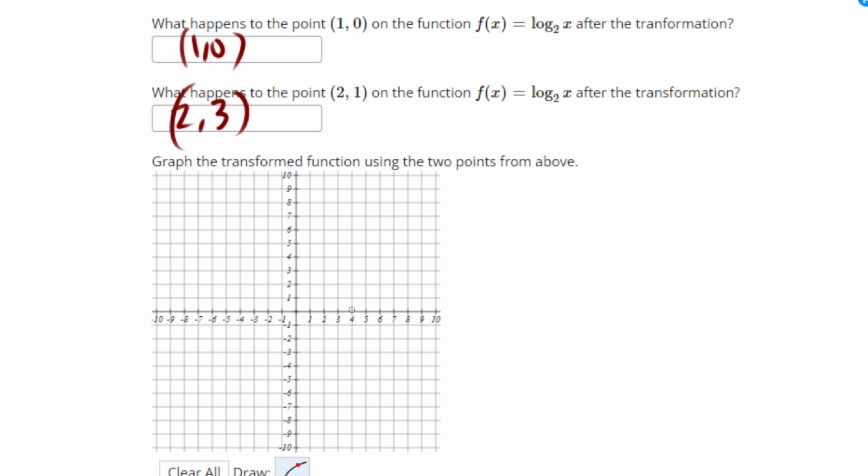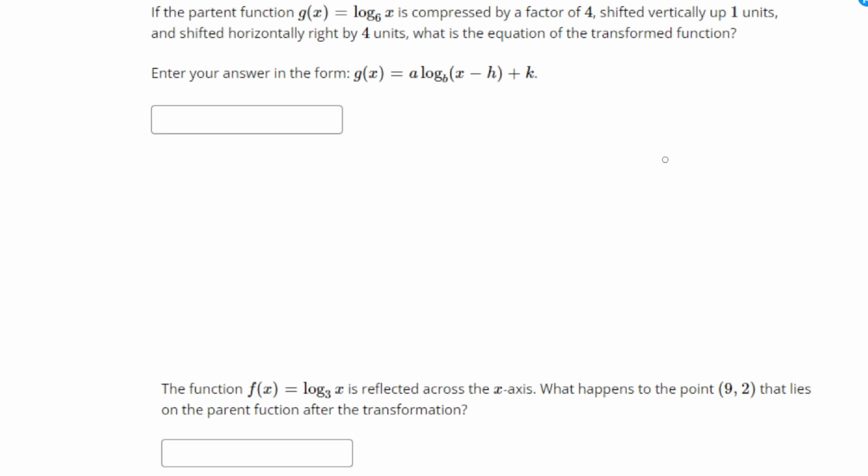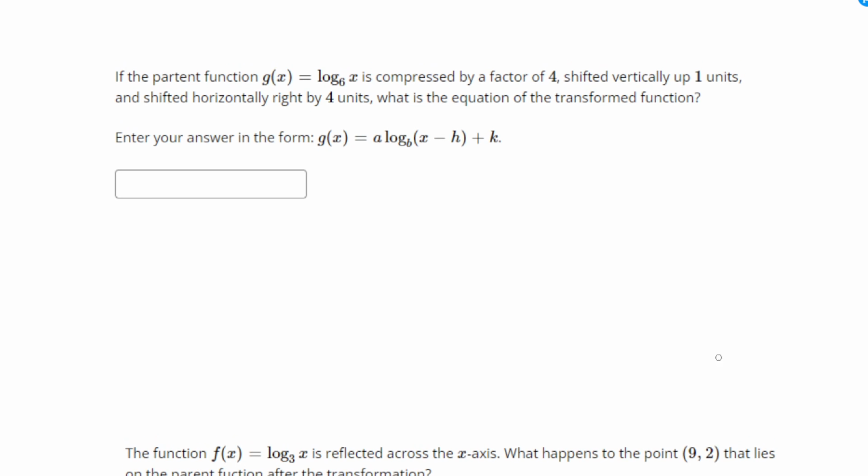And then graphing the transformation, we always stay at (1, 0), and then it will be (2, 3). And now our new graph will look something like this, where there's still an asymptote at 0. Shifting, multiplying doesn't change our asymptote. Shifting right or left does, however.